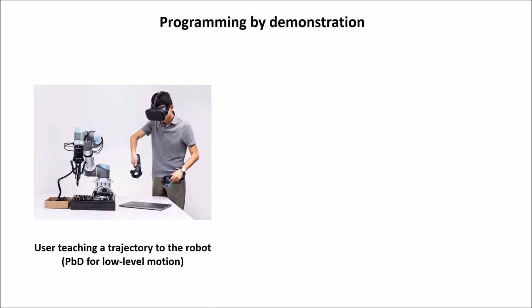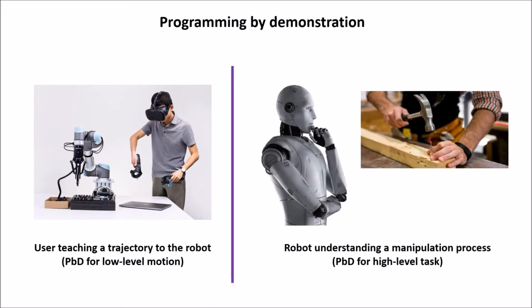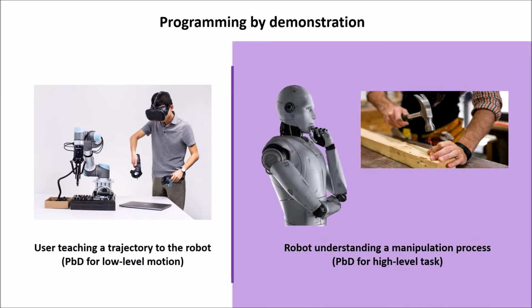Most programming by demonstration approaches focus on teaching the robot trajectories and different commands, like opening or closing the gripper. This is known as programming by demonstration for low-level motion. However, other approaches focus on understanding the goal of the demonstration and extracting the semantics of human operations. This is called programming by demonstration for high-level tasks. In this video, we present an approach of the latter group, which allows to recognize single-arm manipulation processes, generating an action plan for the robot.